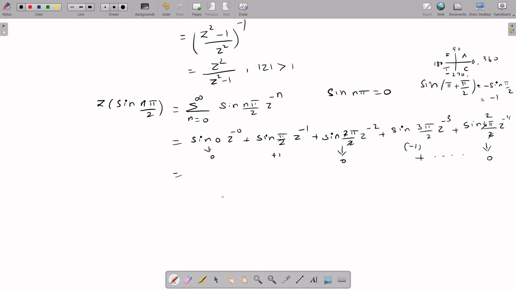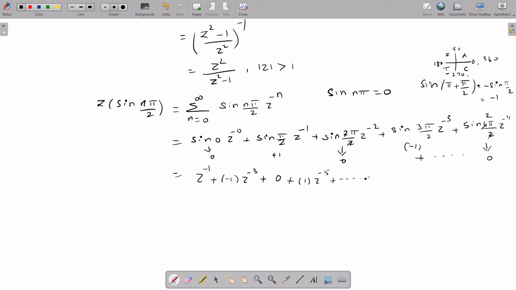So this term becomes 0. First term becomes 0, and the next term is z power minus 1, and this is also 0, plus this term here is minus 1 into z power minus 3, plus this term becomes 0. And then what about the next term? The next term will be plus 1 into z power minus 5 plus etc.